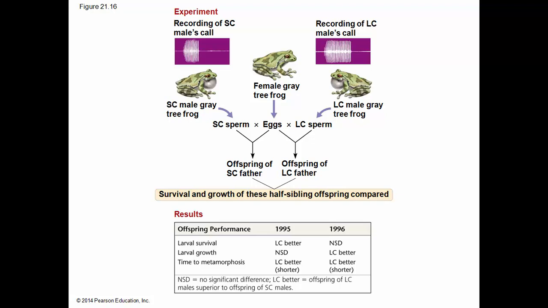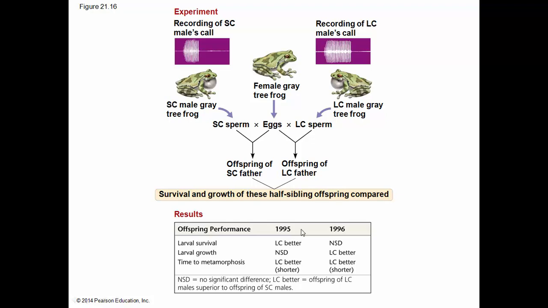Okay, so the offspring of the LC gray frog had a greater survival rate than that of the SC green frog. So in theory, the female gray tree frog should select the LC male's call, by rate of its call.